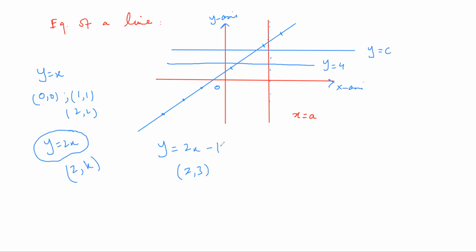Now we have to learn how to write the equation of a line. There is no need to learn the method of writing the equation of a vertical line, that is always X equal to A. For a horizontal line, this is always Y equal to C.